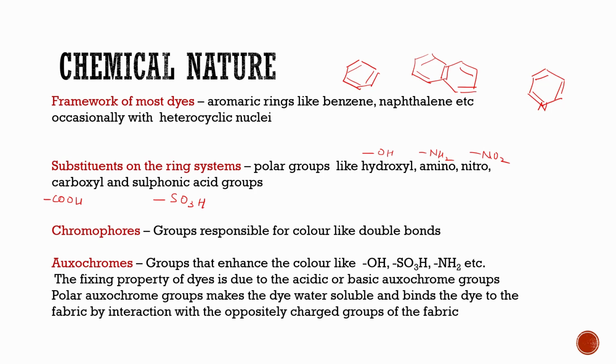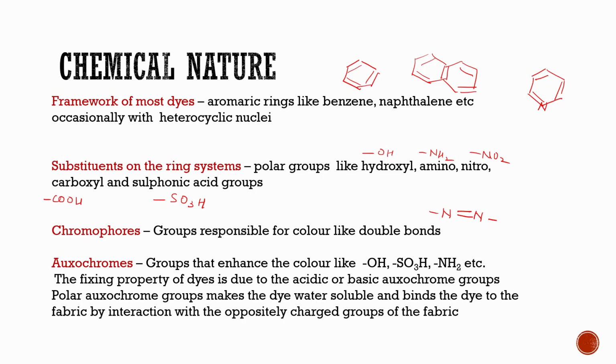And the groups can be identified as chromophores and oxochromes. So chromophores are the groups which are responsible for color, like the groups with double bond. Suppose in some dyes there are N double bond N, and there are dyes where you have benzene ring, and in all these you can see that there are double bonds which are responsible for the color.